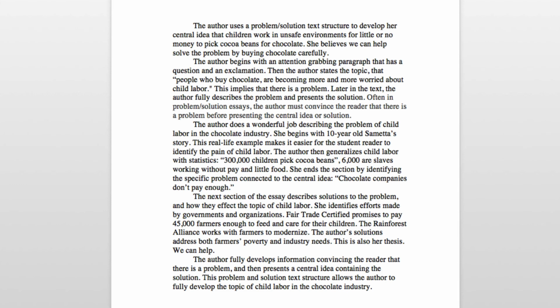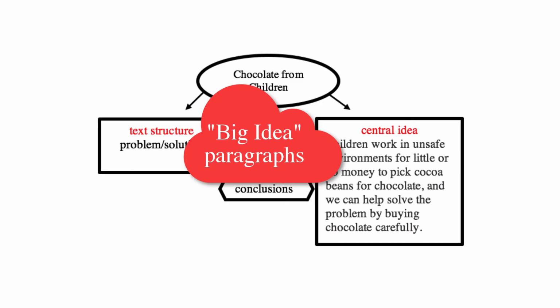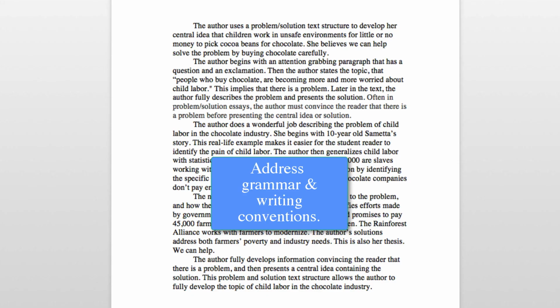The student now reads her completed essay twice. The first read uses a lens focused on the interrelationships between the two elements. Can her big idea paragraphs fit in here? The second read uses the lens of grammar and writing conventions.